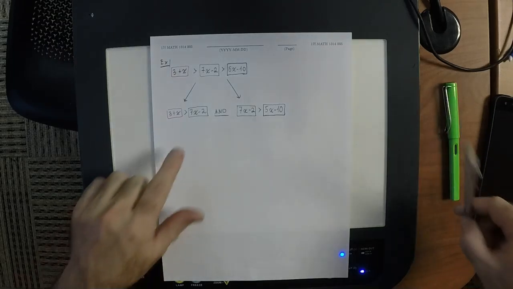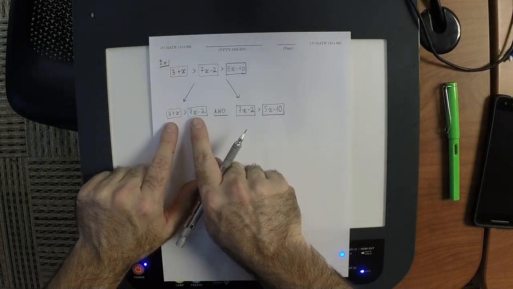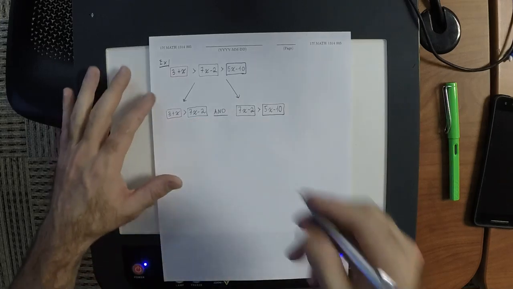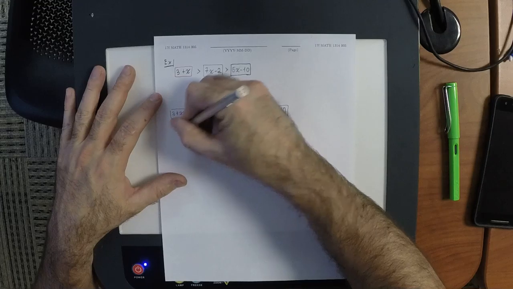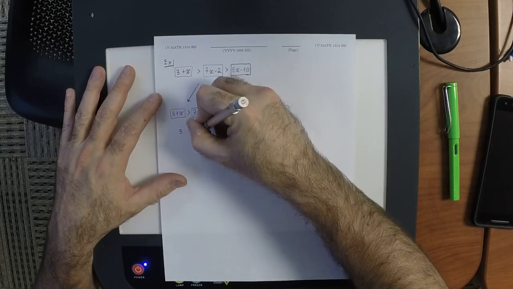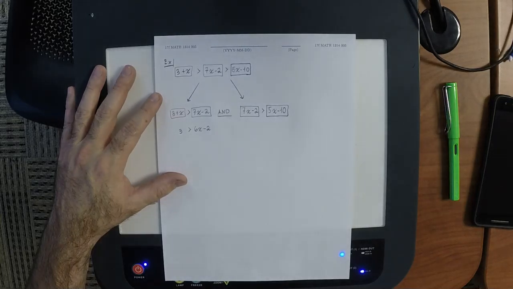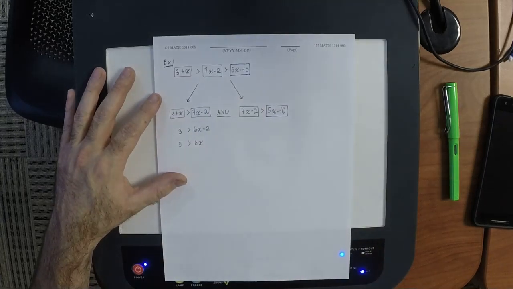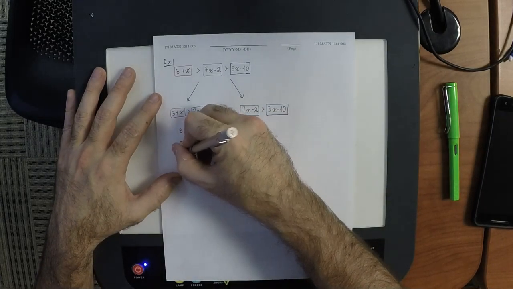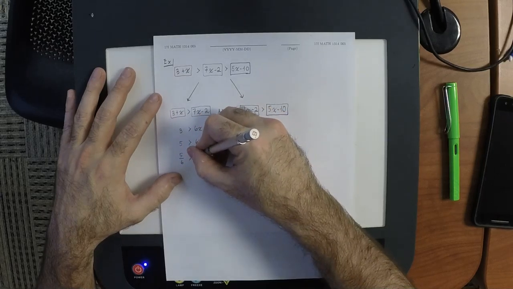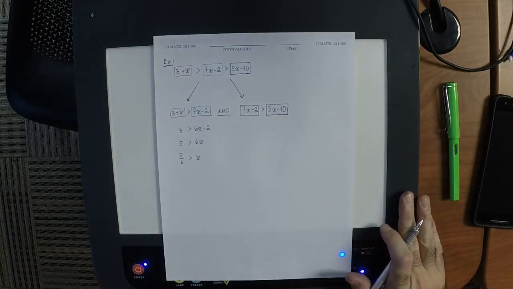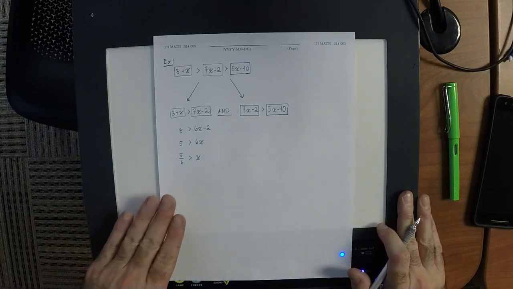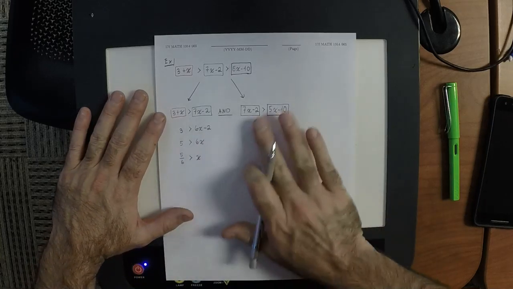Okay, so now let's do this one alone. So what do you want to do for this one? Subtract an x. Okay, supposing we do that, then the left-hand side is 3, and then greater than 6x minus 2. And now what? Add 2. So 5 greater than 6x. And then divide by 6. So 5 sixths greater than x. Okay. So we solved the left one.